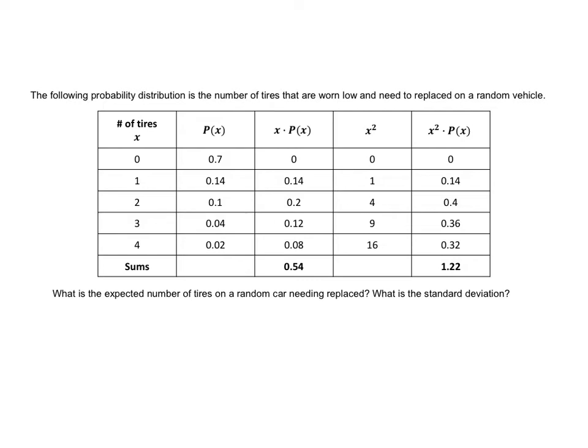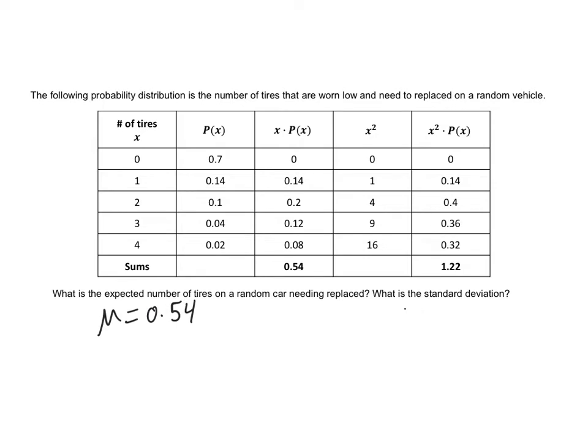The first column I added was x times the probability of x. So this is just the first column times the second column. When we add up that column, this gives us our expected value of 0.54.